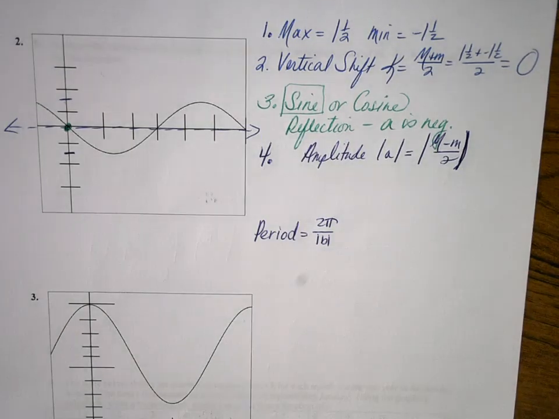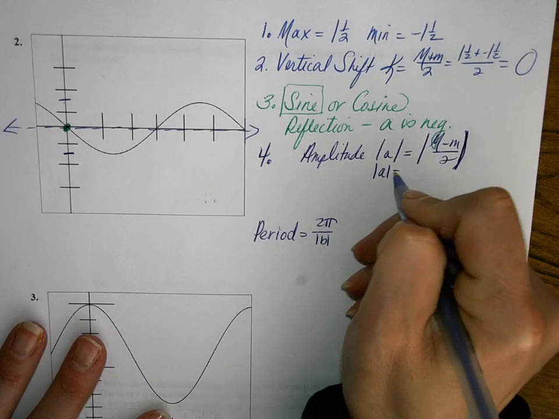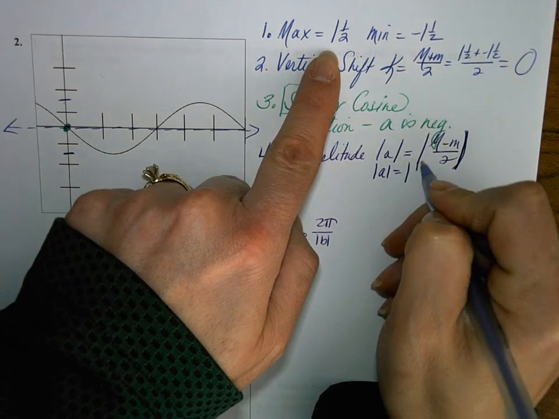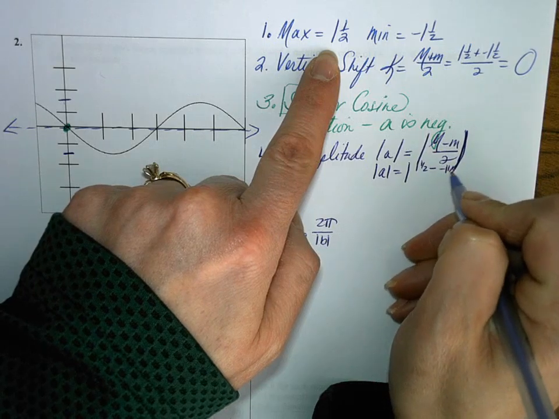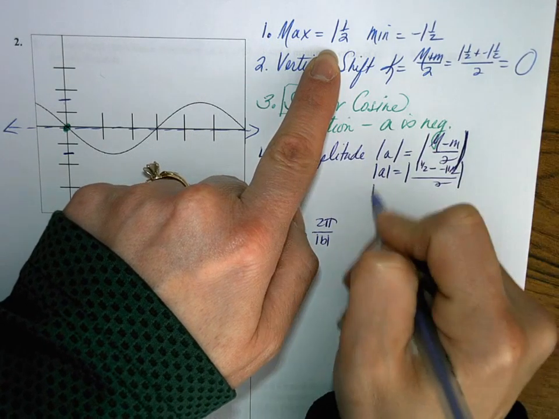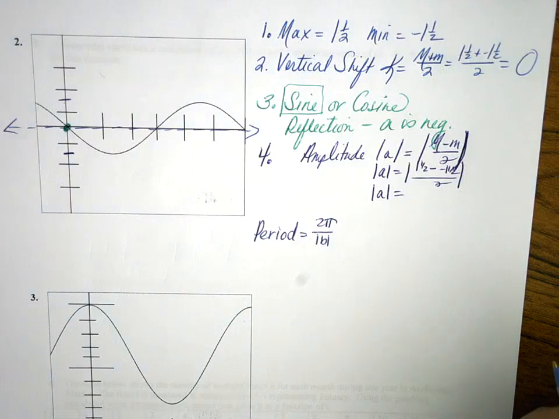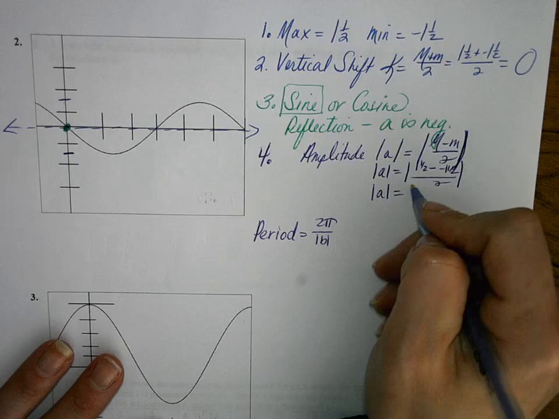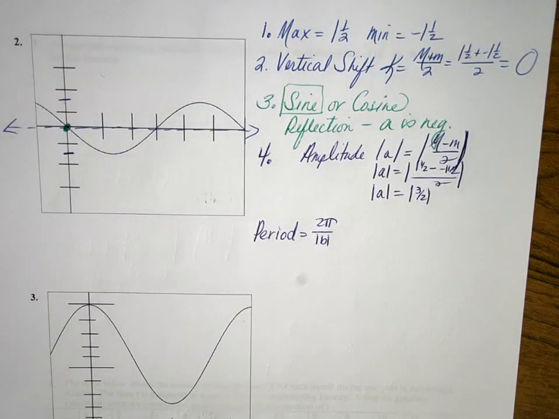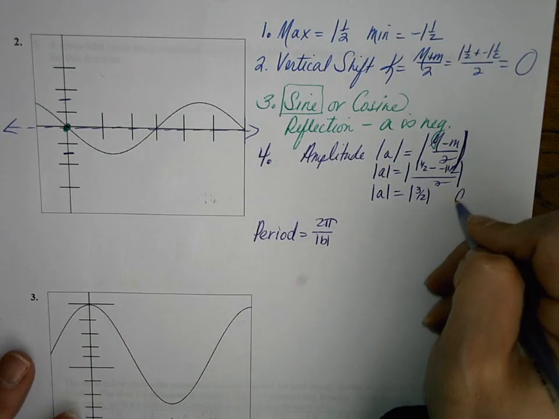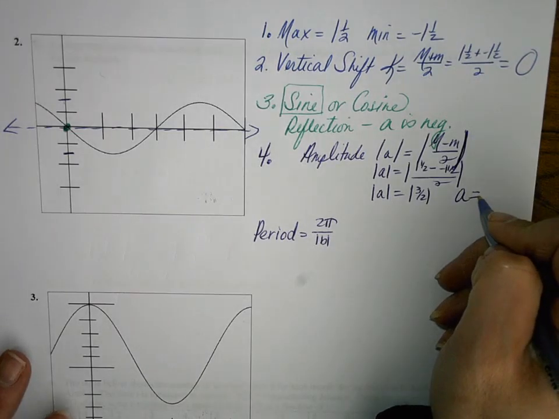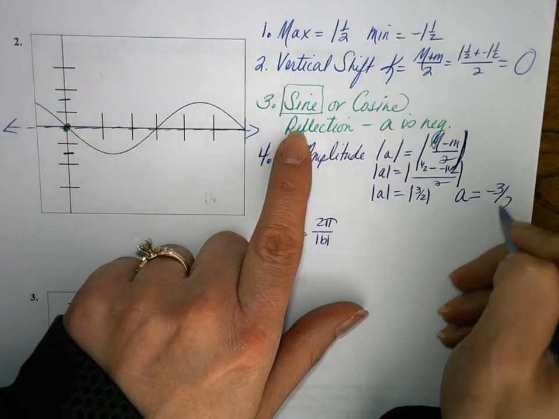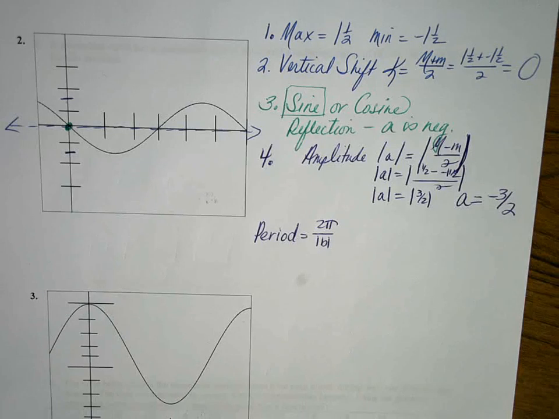All right. Amplitude. The absolute value of A is equal to the absolute value of my maximum, 1.5, subtract my minimum, which is negative 1.5, all divided by 2. So the absolute value of A is going to end up to be what? Yeah, 1.5 subtract a negative 1.5, which is 1.5 plus 1.5, is the absolute value of 3/2. Now, if the absolute value of A is equal to the absolute value of 3/2, what is my A? All right, it is a reflection, so my A is going to be a negative 3/2. Oh, don't forget that. It's really easy to forget that.